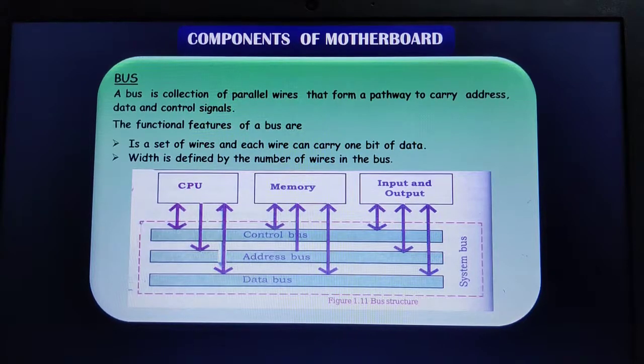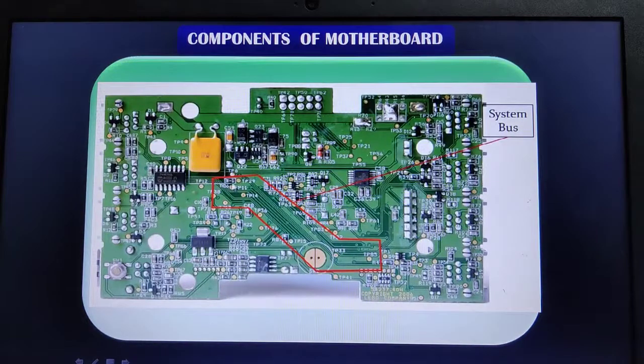FSB stands for front side bus. These buses are nothing but parallel wires. Before I explain, I'll just show you. Now see here, you can see these minute lines. This is nothing but the bus. They are the wires that are carrying your data, instructions, or the control signals.